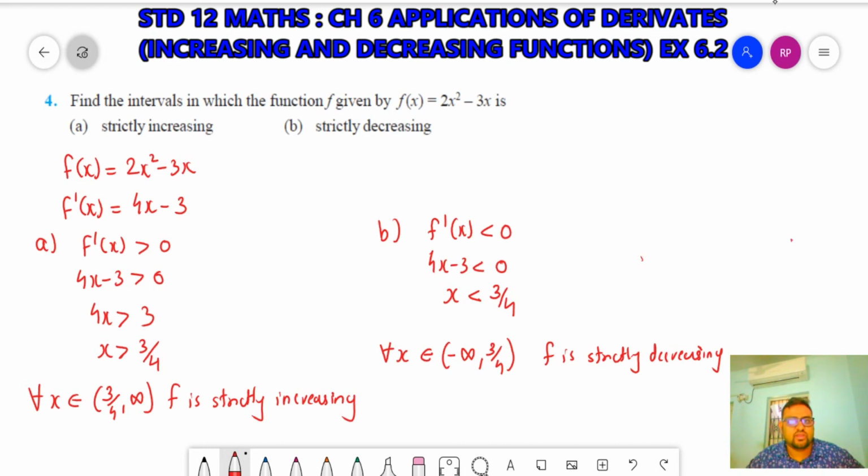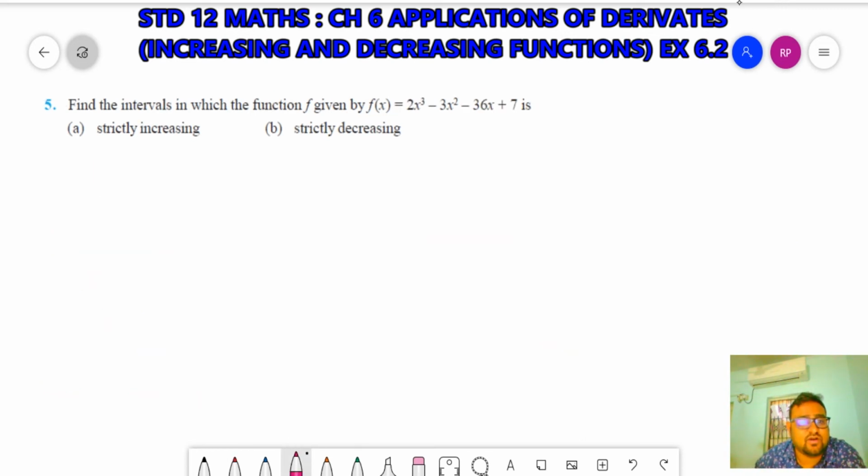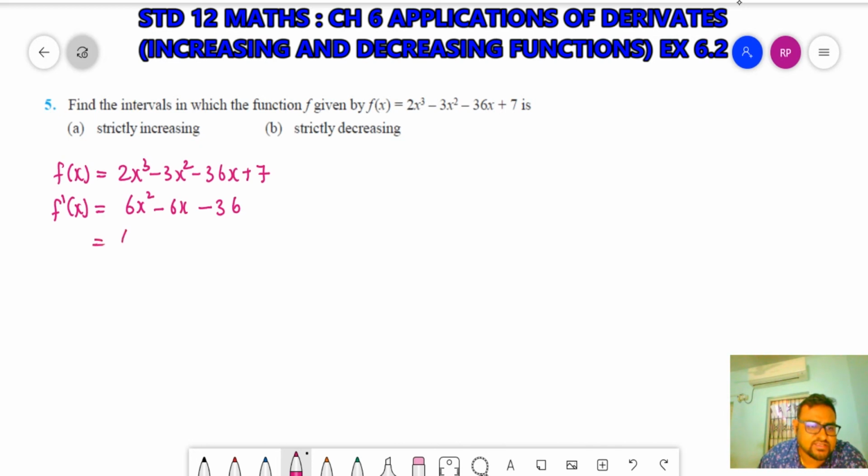So let's move to the next one. That is question number 5. f(x) is equal to 2x cube minus 3x square minus 36x plus 7. Differentiating it, I will get 6x square minus 6x minus 36. So I can take 6 common. It will be x square minus x minus 6. When I will factorize it, I will get x minus 3, x plus 2.